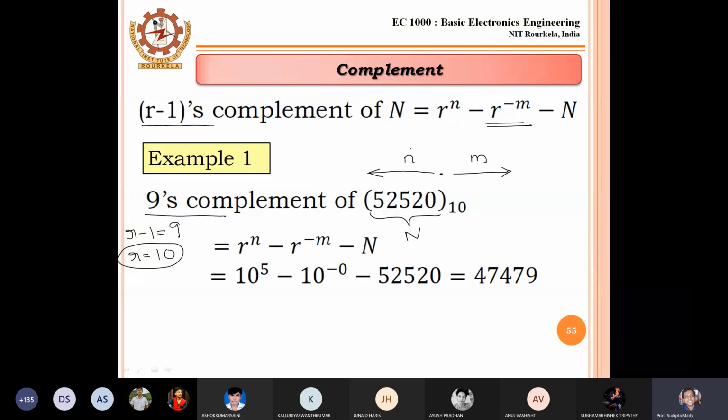So what is the value of small n? Five. So small n equal to 5.